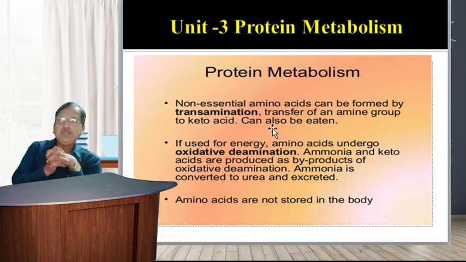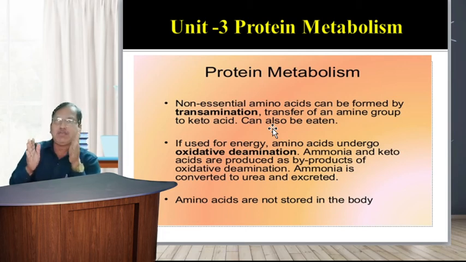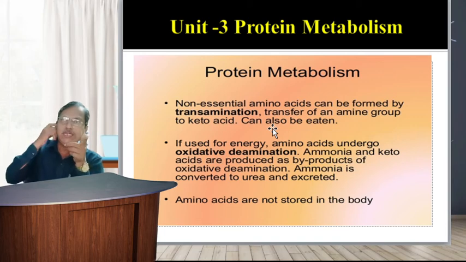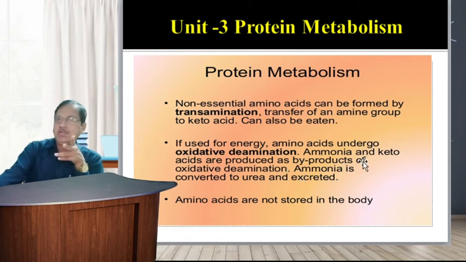Protein metabolism: non-essential amino acids can be formed. Transamination is the transfer of an amine group to a keto acid. Amino acids can also be used for energy. Amino acids undergo oxidative deamination. Ammonia and keto acids are produced as byproducts of oxidative deamination. Ammonia is converted to urea and excreted. Amino acids are not stored in the body.